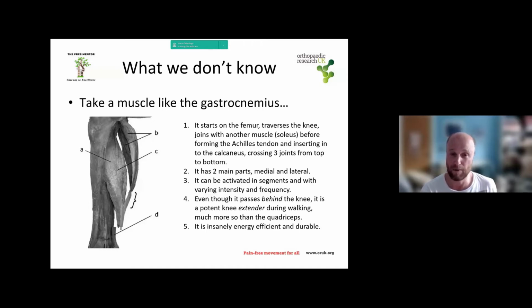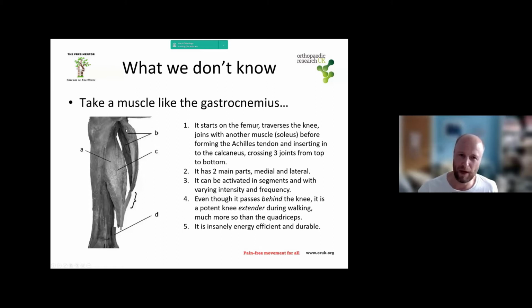And that's how it works during walking. So the muscle isn't just on or off. Different parts of it can be on or off. Different parts of it can activate at different rates. Different fibers within the muscle can be activated at different times. And this is one of the things that I'll hopefully try and convince you all how this works by the end of the teaching session.